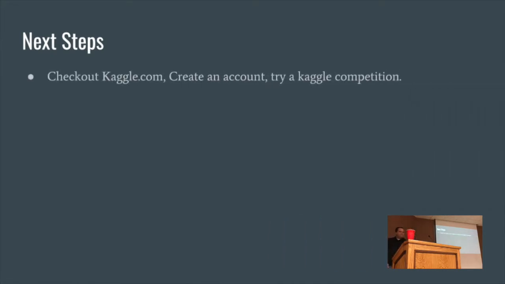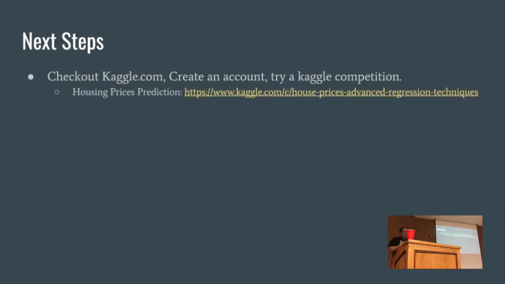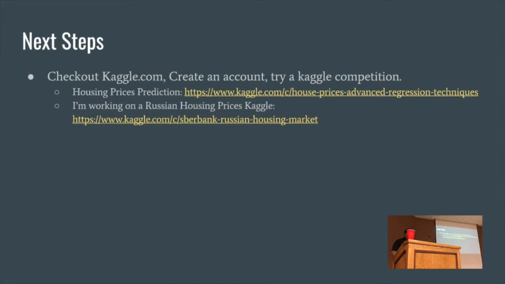All right, next steps. Check out Kaggle.com, create an account if you don't have one, give one a try. I recommend the housing prices prediction one. That's a really nice linear regression problem where you're predicting the continuous value of the home price. I've already done that one. I'm currently working on the Russian housing prices Kaggle, and we're over time so not going to pull that up, but essentially that is one that we started in the meetup that I go to with Takuya.